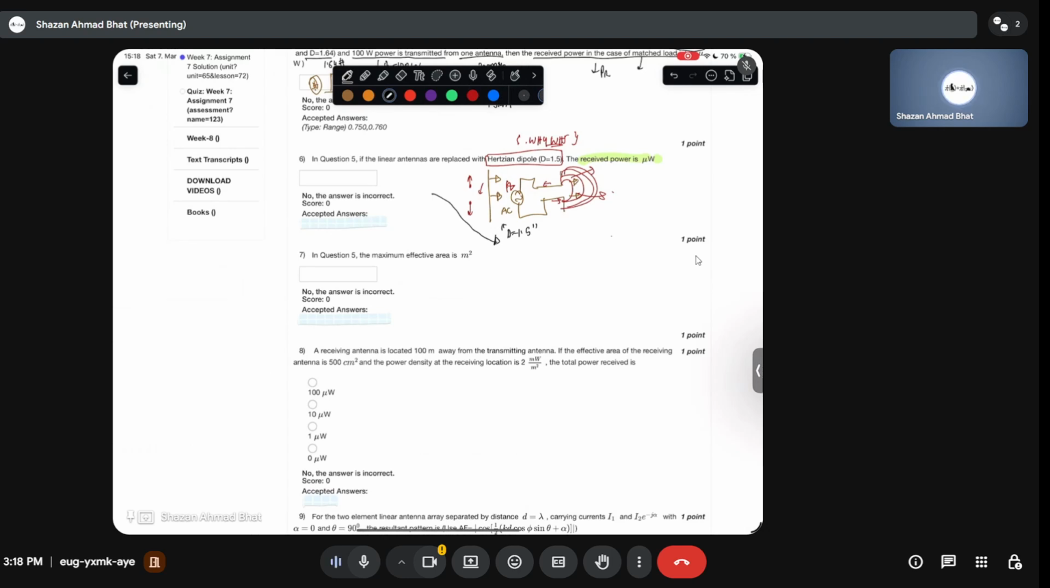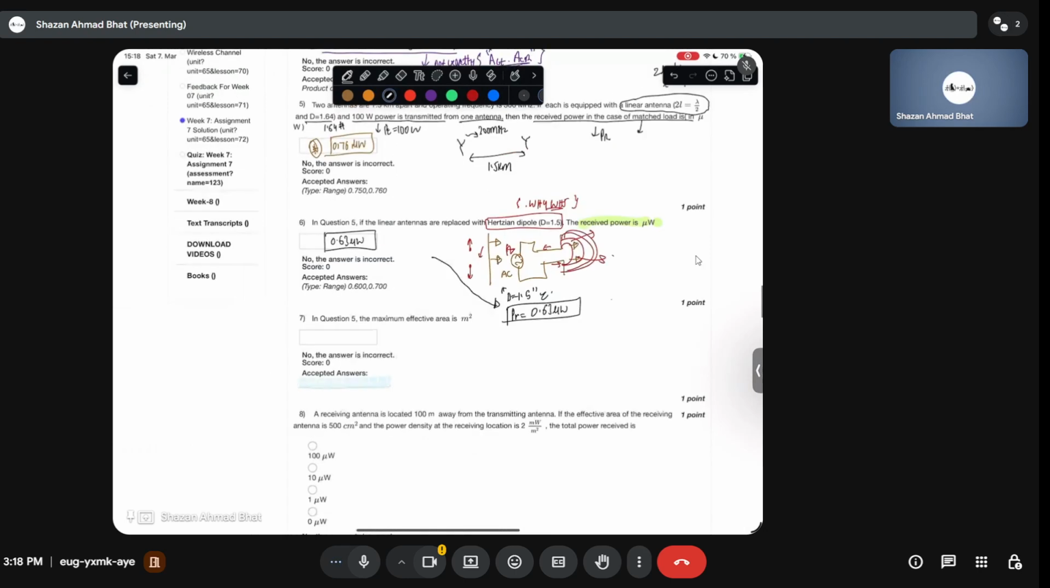If we substitute everything, then the received power by the Hertzian dipole will be 0.63 microwatt, but we have to use this directivity value. So essentially, this is 0.63 microwatt. So the received power goes down, and that makes sense. Earlier you had a linear antenna, and the received power depends upon the effective area of the receiving antenna. So it is going to receive a little bit more power compared to the Hertzian dipole antenna, which is going to receive less power.